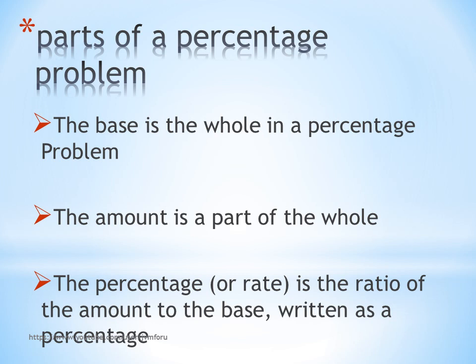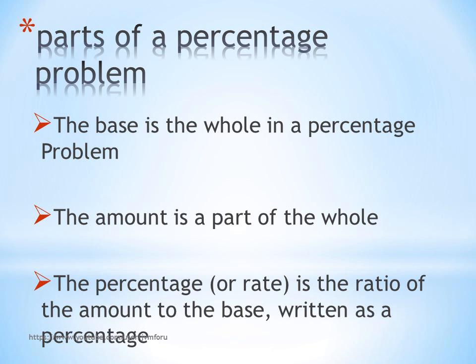Now, the parts of a percentage problem we need to know. Each and every part of a percentage problem we just want to know, then only can we easily identify which one is missing and which one we want to find in the given problem. The base value is the whole of the percentage problem. The amount is the part of the whole, and that must be the top value.